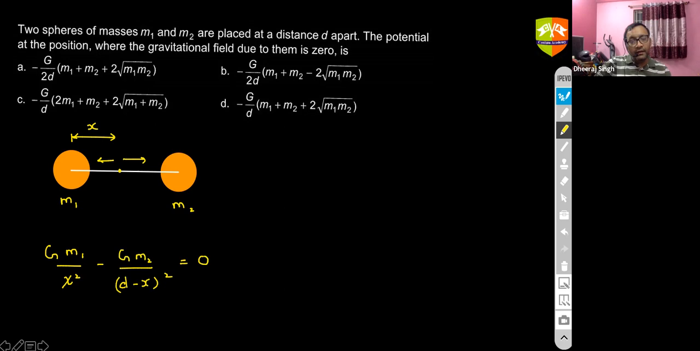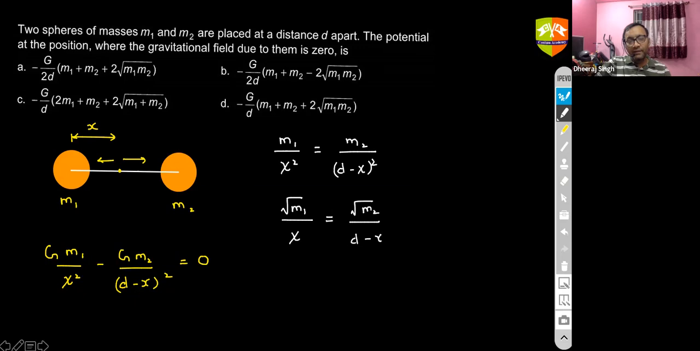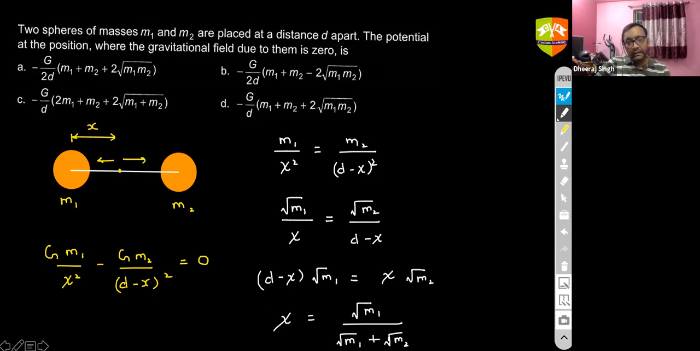So we are getting M1 divided by X square is equal to M2 divided by (D minus X) whole square. Take a square root: root of M1 by X, root of M2 divided by D minus X. So we can solve for X also here. So X is equal to root of M1 divided by root M1 plus root M2, times D. It looks weird actually, but that's how it is. This is X.